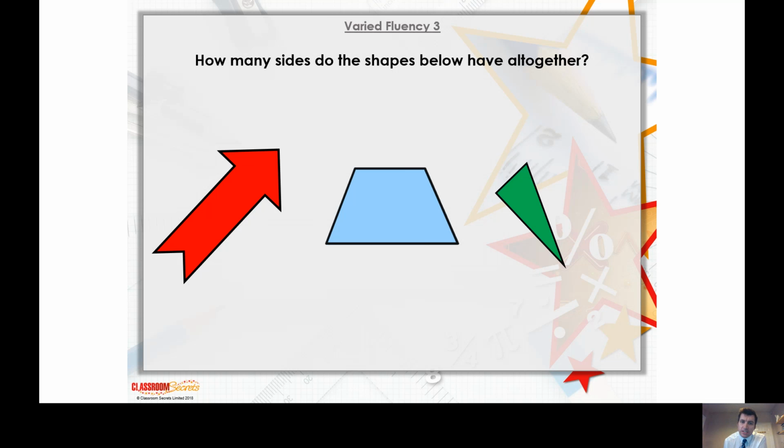Having a look through now, you can see that the red shape has got 8, the blue shape 4, and the green shape 3, and therefore we do 8 add 4, which is 12, 12 add 3, which is 15.